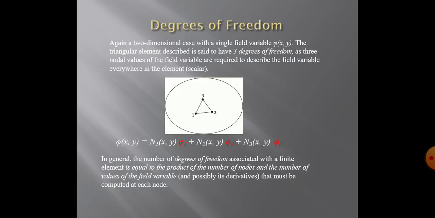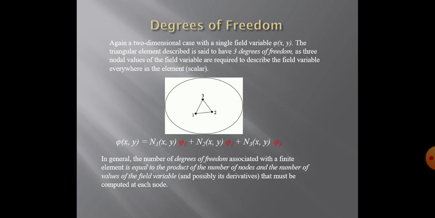Then next is degree of freedom. Again you can see in this the two-dimensional case with the single field variable, that is phi of x and y. The triangular element is said to have 3 degrees of freedom, as 3 nodal values of the field variable are required to describe the field variable everywhere in the element.